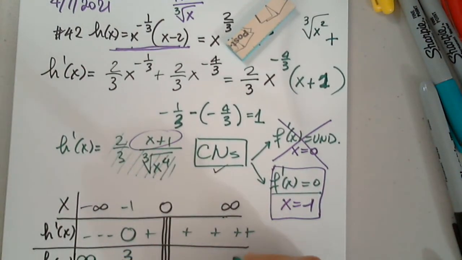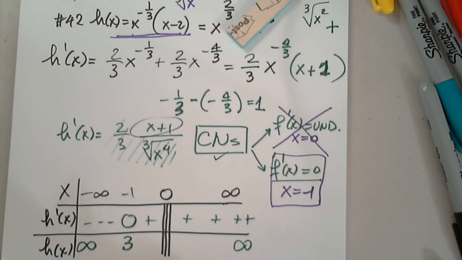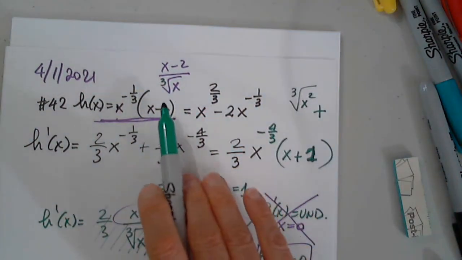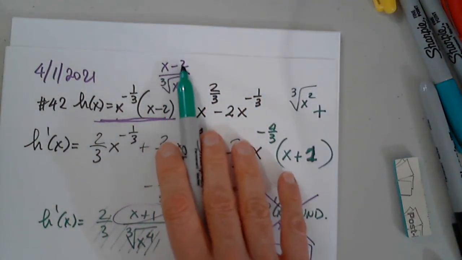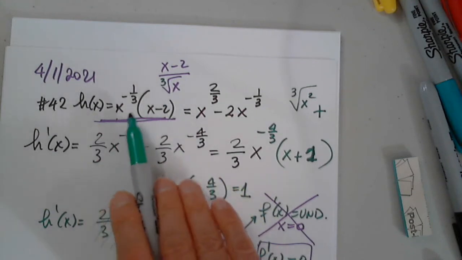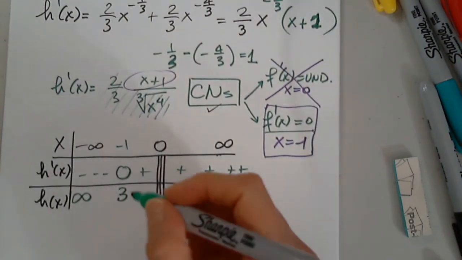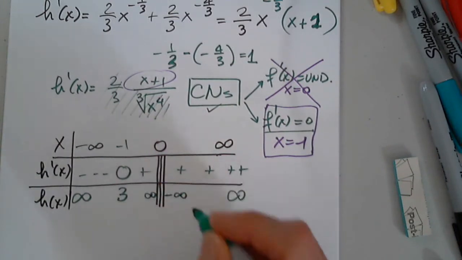So infinity and infinity. I should determine these limits, left and right, of 0. And if I do that, the numerator is always negative, and the denominator on the left is negative. On the right is positive. So this must be positive infinity and negative infinity.